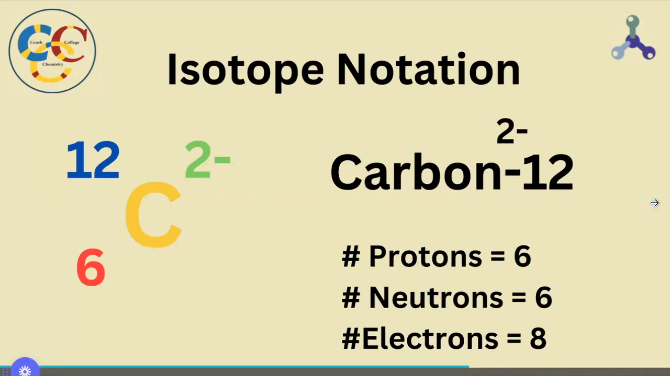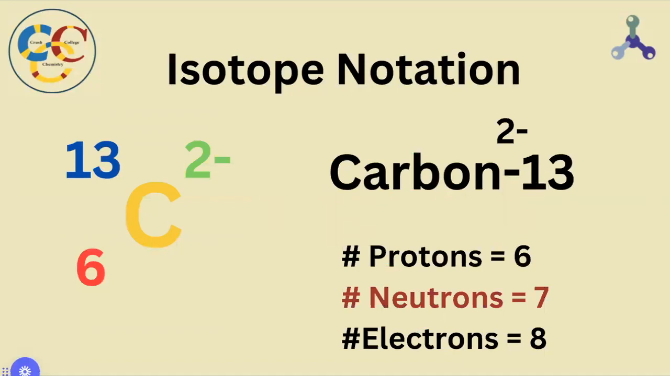Now, if we kept everything the same, but it was carbon-13, the only thing that would be different is the number of neutrons. Now, it's just a coincidence that they both have the same charge in this instance. You could have carbon-12 with a +1 charge, or you could have a carbon-13 with a neutral charge.